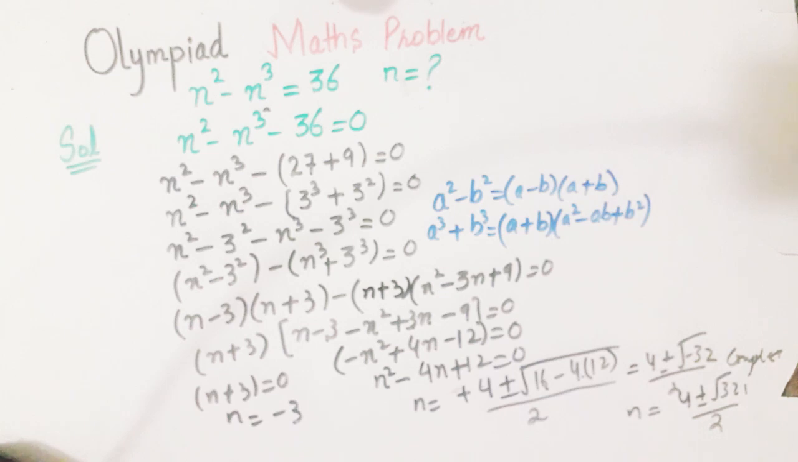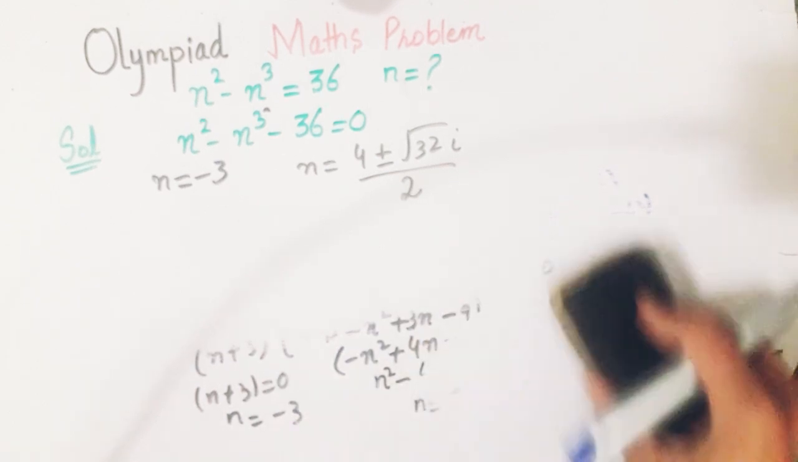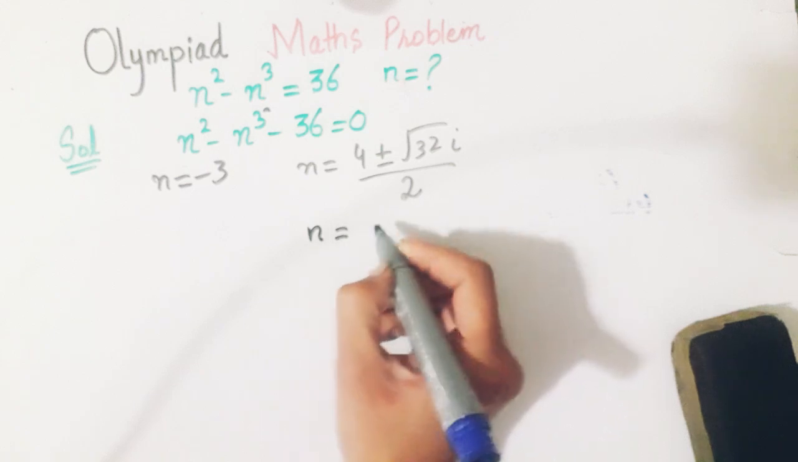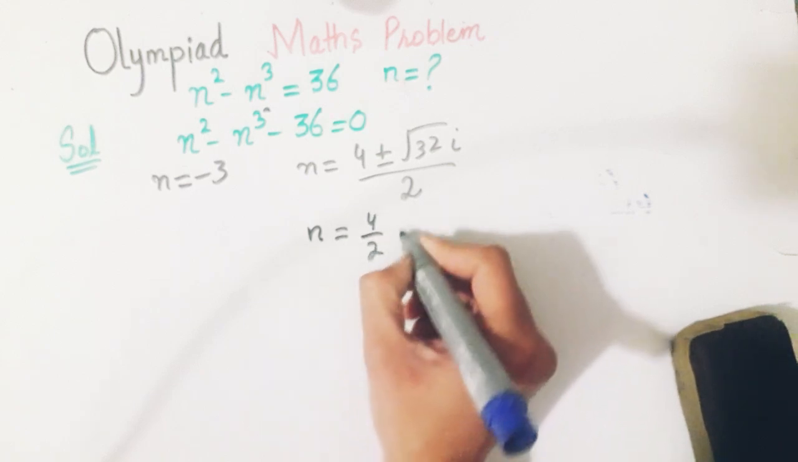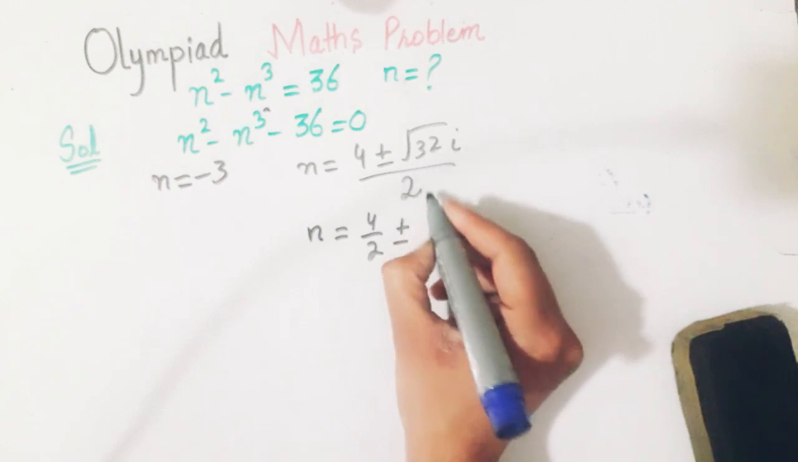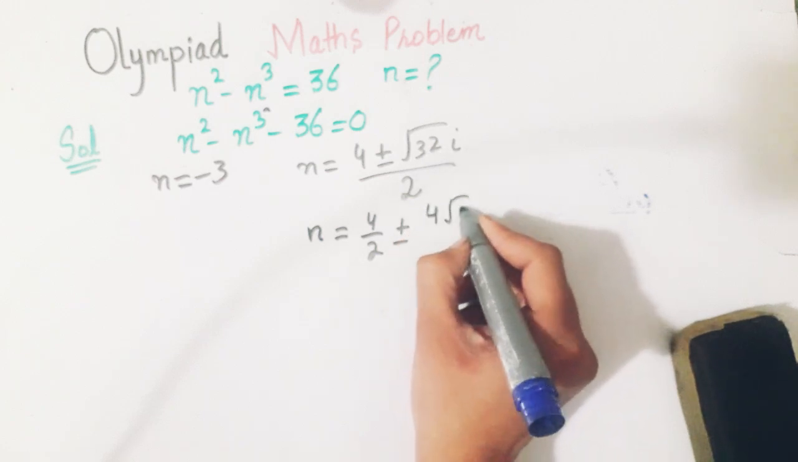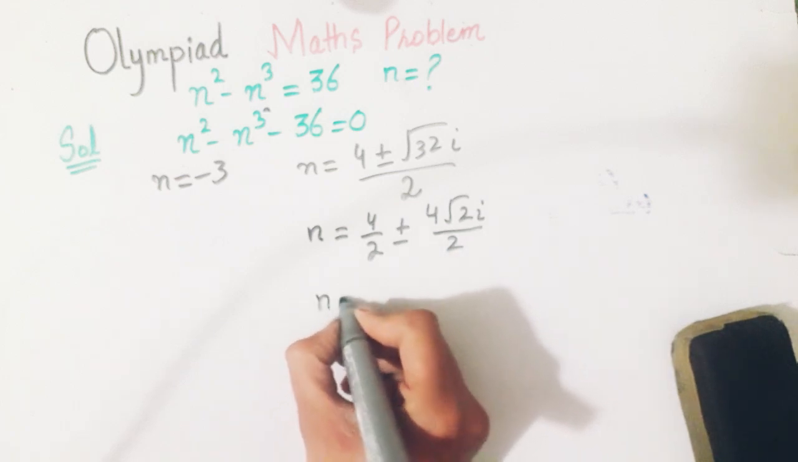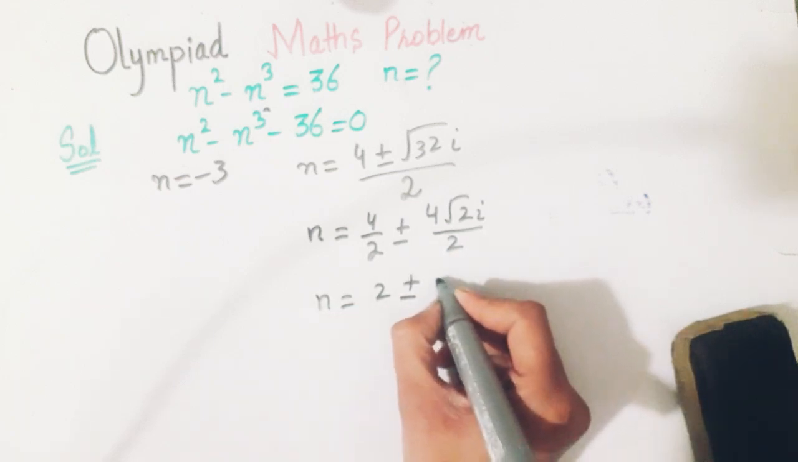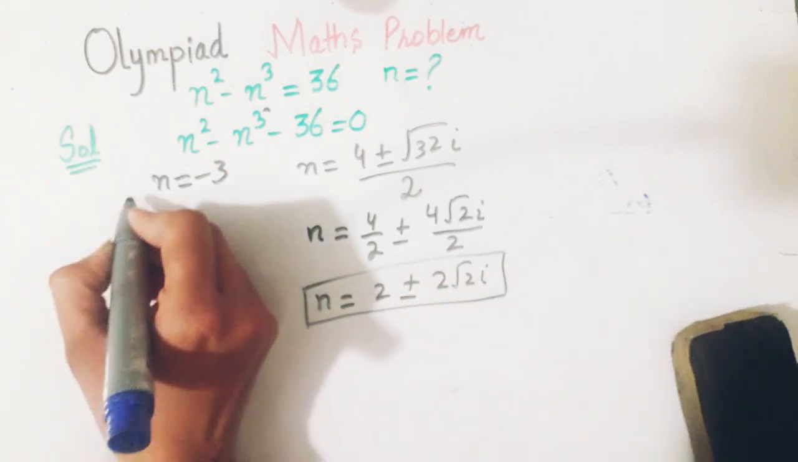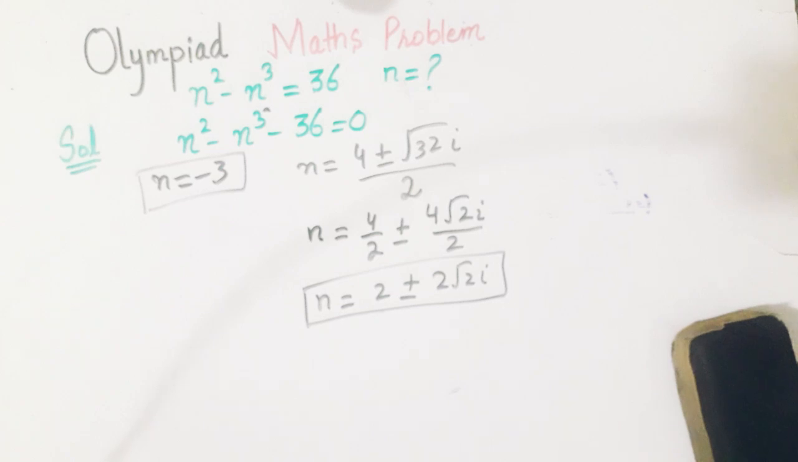Simplifying this further, we get the first root is n equals 4 by 2 plus minus root 32, which is 2 power 5, means 4 root 2 iota, divided by 2. So we get n equals 2 plus minus 2 root 2 iota. So this is the value of n.